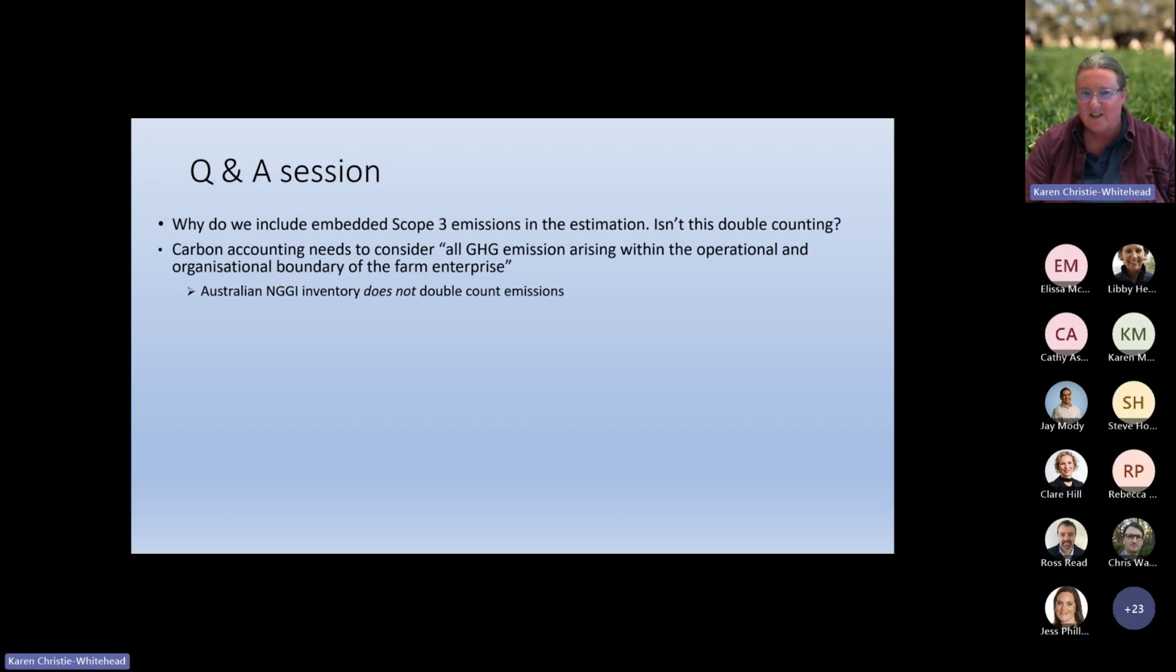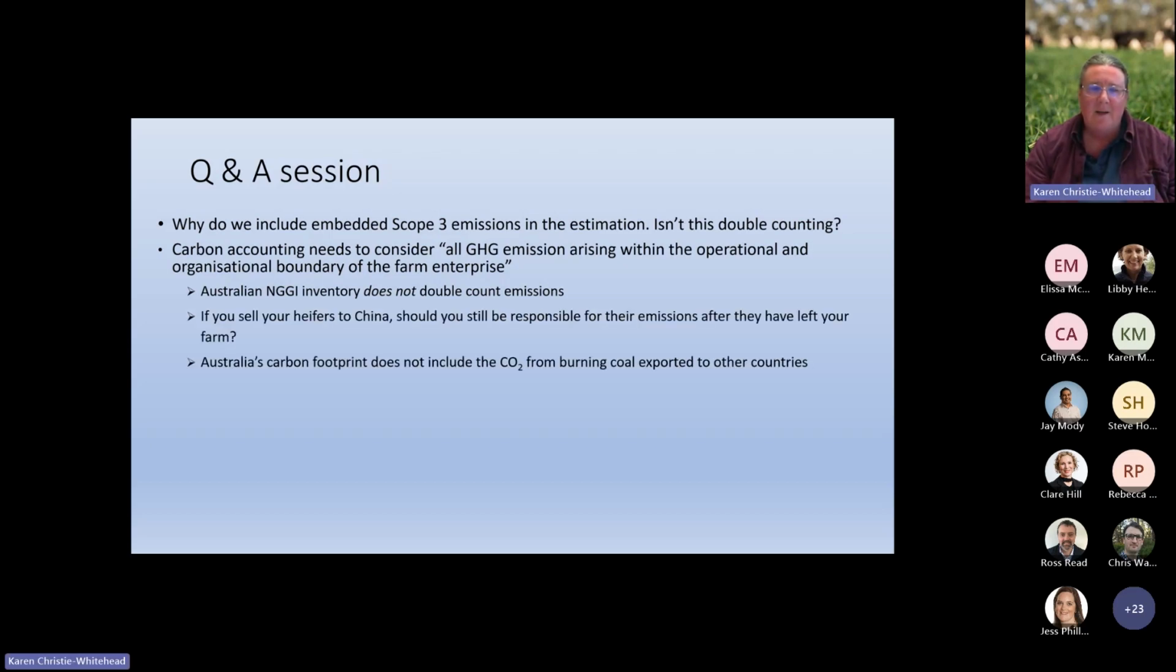It's important to know that the national inventory does not double count those emissions. It doesn't go, okay, we'll take the emissions from the grain farm, we'll take the emissions from the dairy farm, and we'll double count them. That does not occur. In a similar way, it works to our advantage as well. If you were selling any surplus heifers to China, for example, you shouldn't be responsible for their emissions once they've left your farm. That should lie with China. Likewise, Australia doesn't count the carbon dioxide that's derived from burning coal when it's exported to another country.